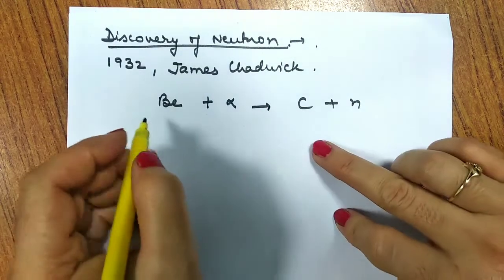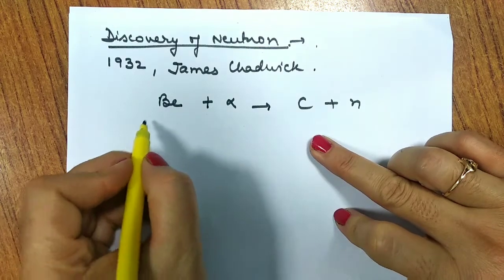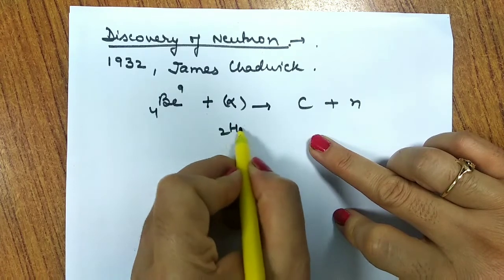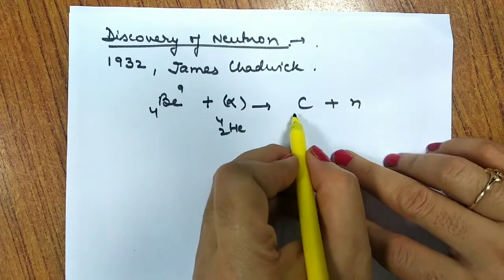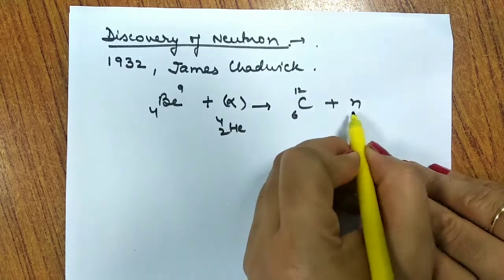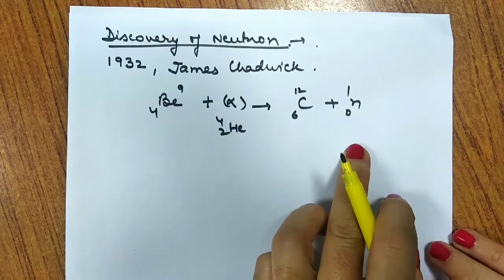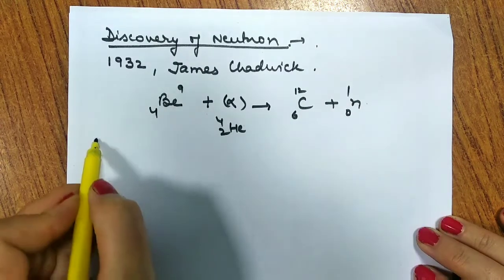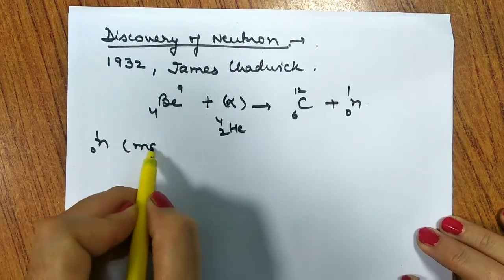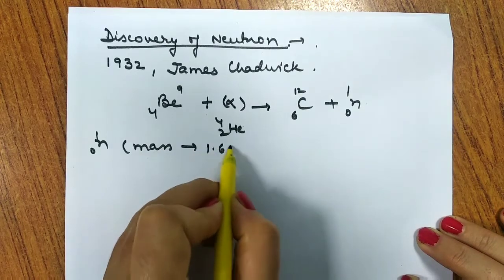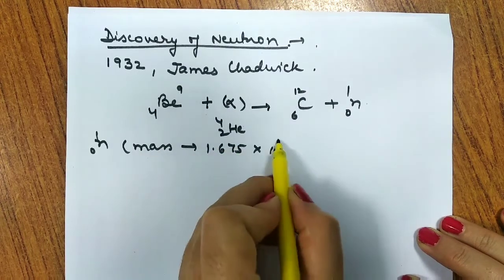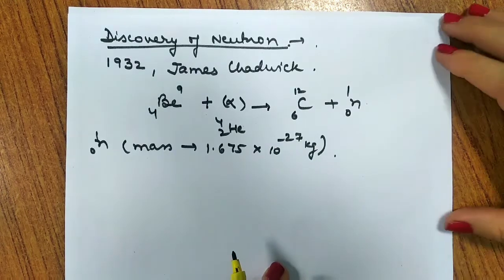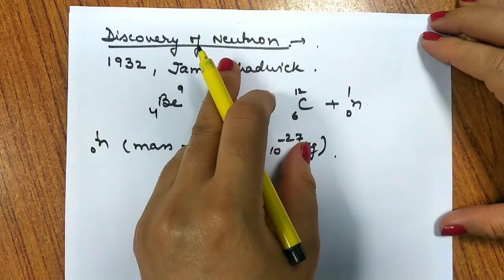So basically, what happened is, the beryllium particles, we know the atomic number and the mass number. Alpha particles, let me write it as 2He4, one and the same thing. Carbon 6, 12. And we get a neutron with these particles. These neutral particles were found to have mass. What was the mass of the neutron? The mass is equal to 1.675 × 10^-27 kg. And we call them neutrons, as they are neutral.